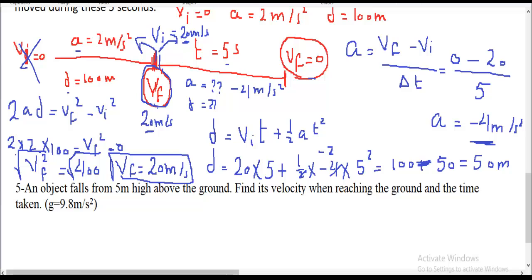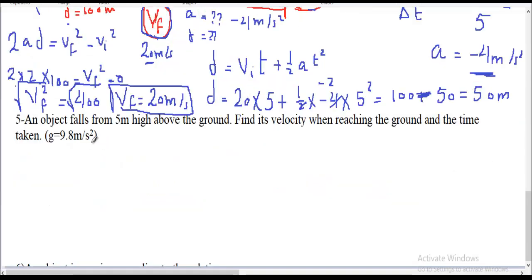In the last example, an object falls from 5 meters high above the ground. Find its velocity when reaching the ground and the time taken. So the sixth example, I cannot teach it now, but maybe I will solve it in the next video. If anyone needs to solve the sixth problem, just comment.